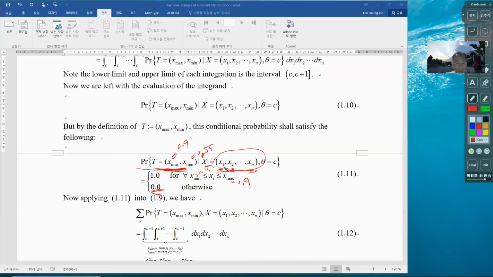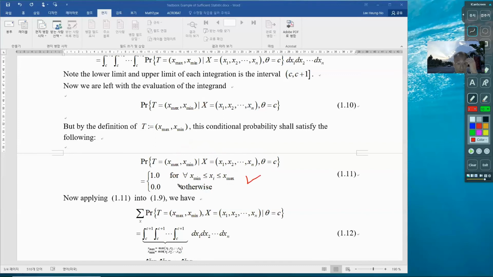And if each one of them satisfies this condition, then by definition, that is, the t can be defined as the maximum of these numbers and the minimum of these numbers. Okay, so that is the key observation. Okay, and that can be summarized with this expression.